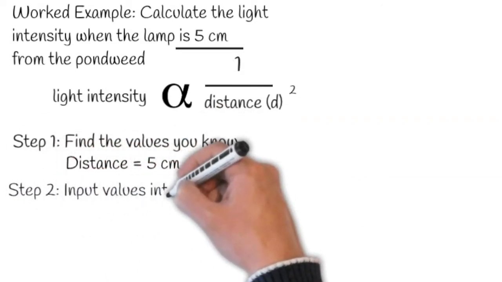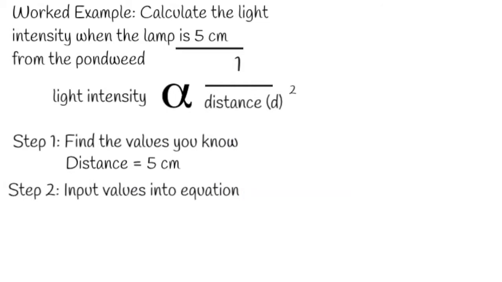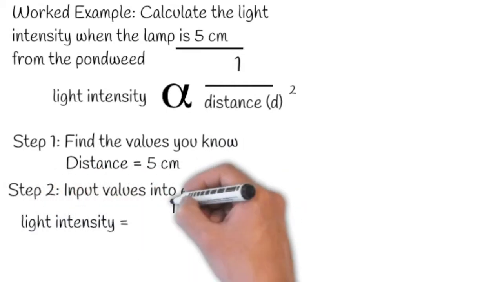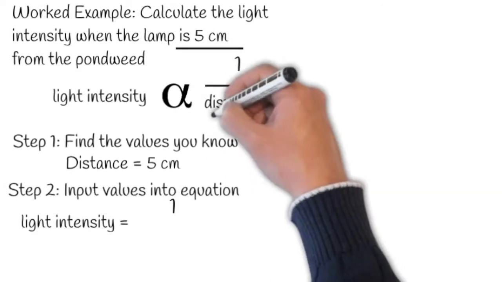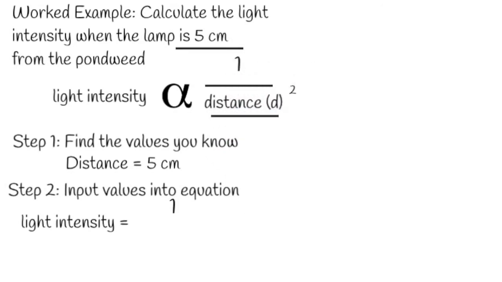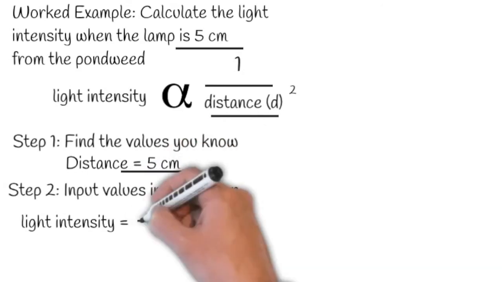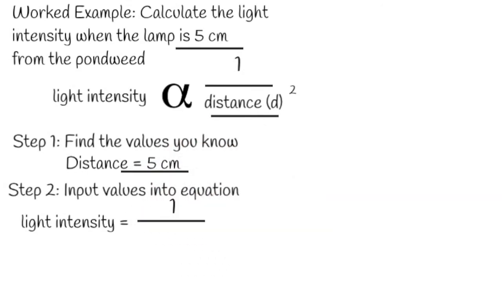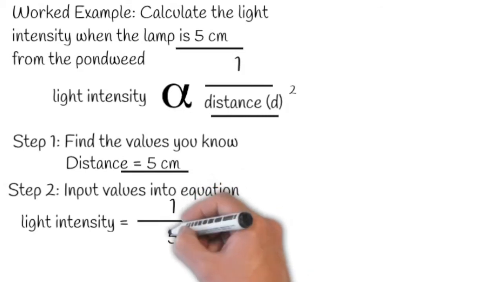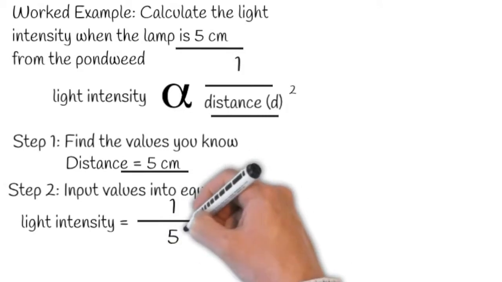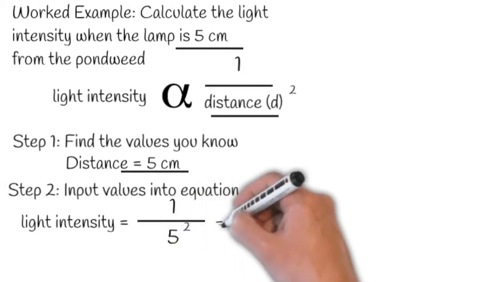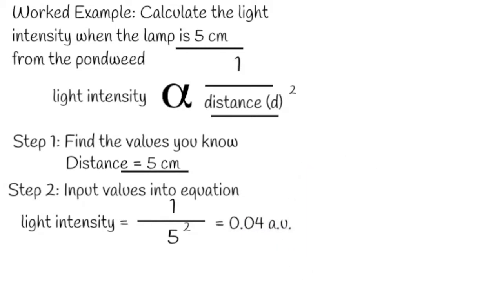And we can then input these values into our equation. So light intensity is equal to 1, as we got from the equation, over the distance squared, and the distance in our example is 5, so we'd write 1 divided by 5, and of course that is squared. If we put that into a calculator, we get 0.04 AU.